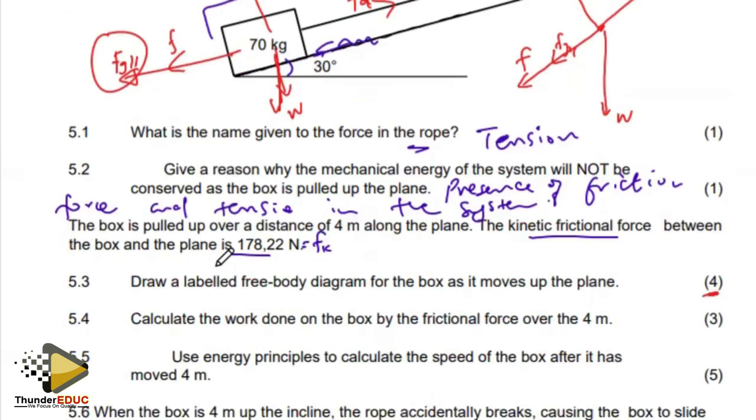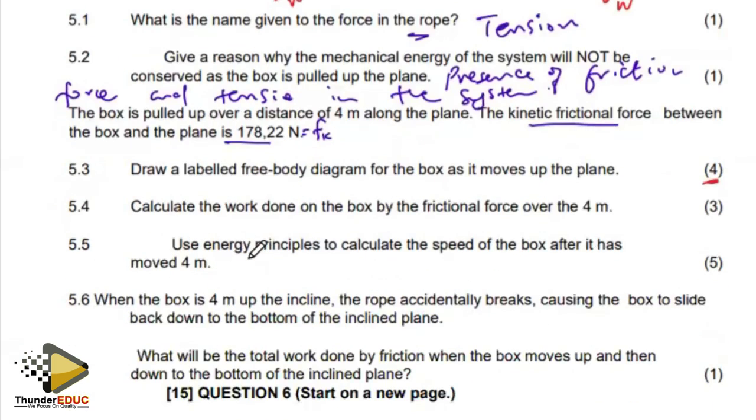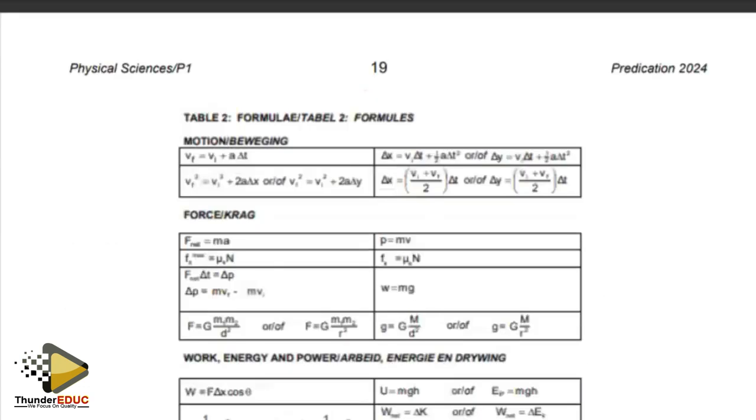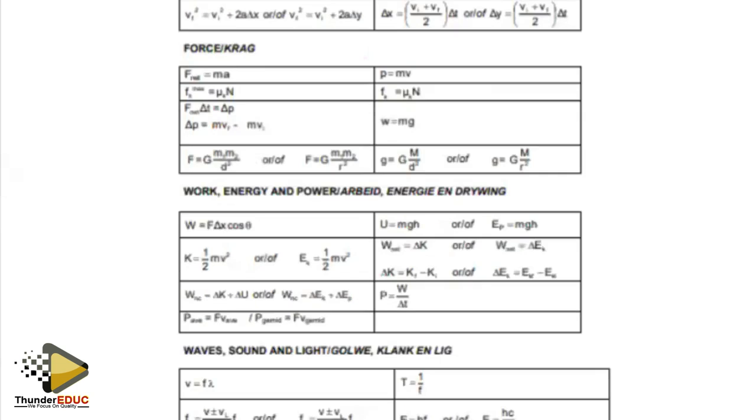Then 5.4, they want us to calculate the work done on the box by the frictional force over the 4 meters. So from our formula page, we know the formula for work done. It should be here. So this formula here is what I'm going to use.